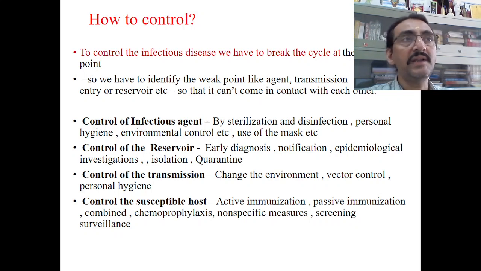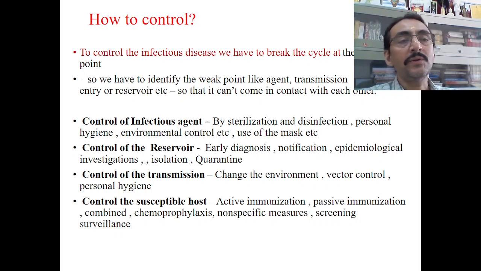So we have to identify the weak point, like whether the agent is very weak, whether the mode of transmission is very weak, whether the portal of entry or reservoir is very weak. We can interfere there itself, so that they cannot come in contact with each other. So this is also an intelligent decision. If you try to break the chain at the strong point, it is quite difficult to control, rather than if you try to break the chain at the weakest point, easy control will be achieved.